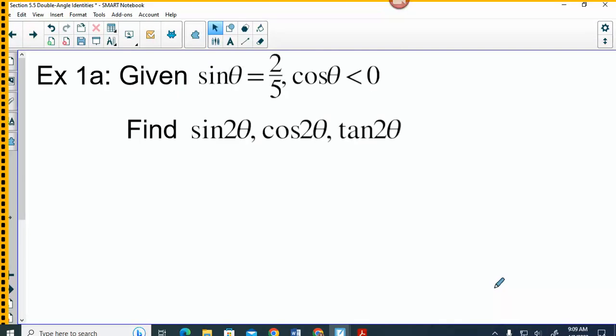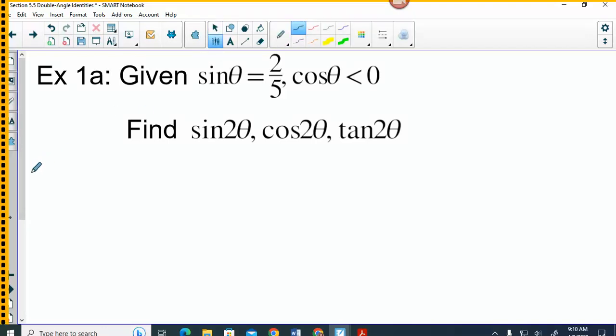So let's take a look at this problem. I'm giving you that sine of theta is 2/5 and cosine theta is less than 0. We need sine, cosine, and tangent of 2 theta. So we have to use our double angles. If we look in our formula sheet, sine 2 theta.